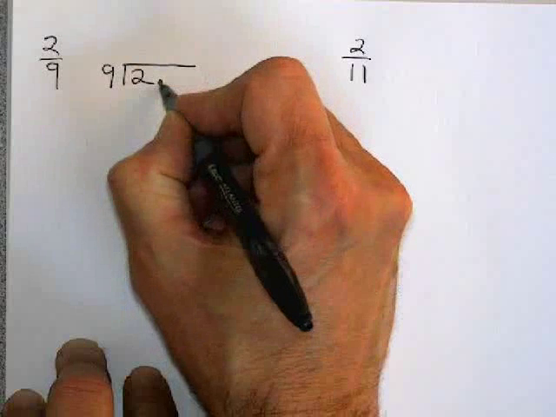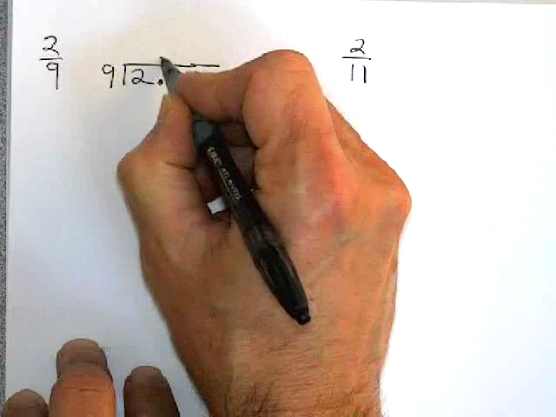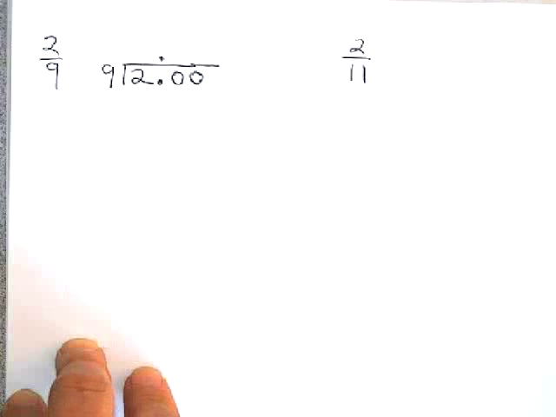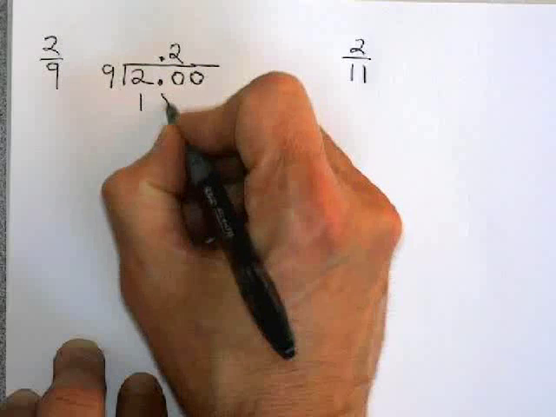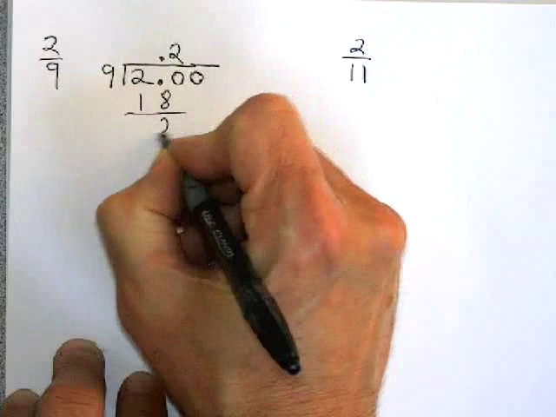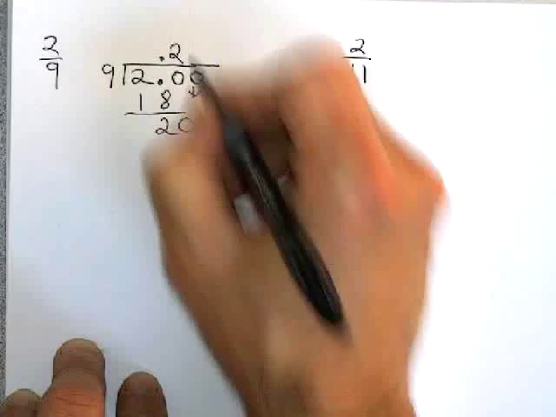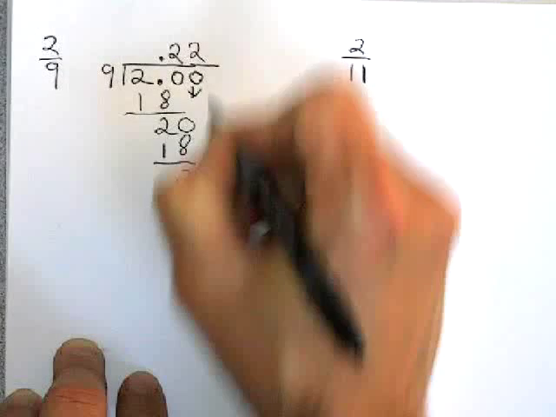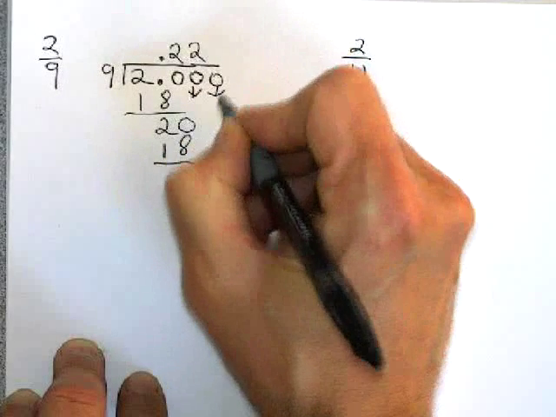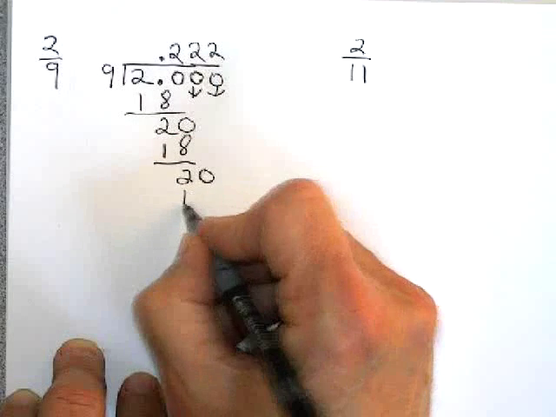And I'm going to put a decimal point here. I'm going to add a few zeros, bring up my decimal point, and begin dividing. All right, 9 will fit into 20 twice, which gives us 18 here, leaving us with 2, bringing down a 0. 9 will fit into 20 twice again, 18, giving us a 2, one more 0, and what do we get? Well, we get a pattern here, don't we?